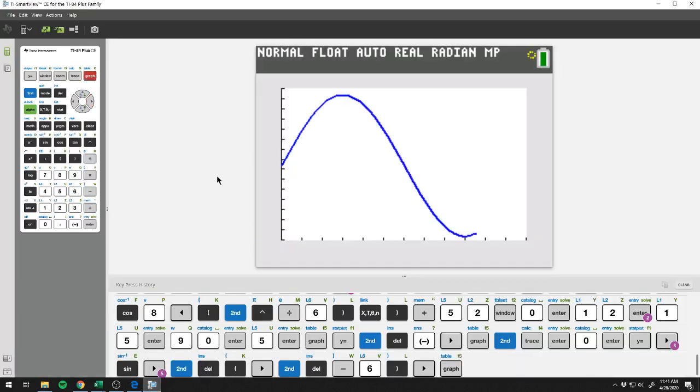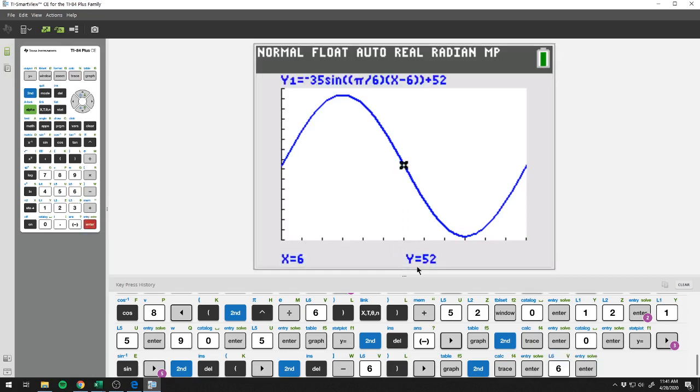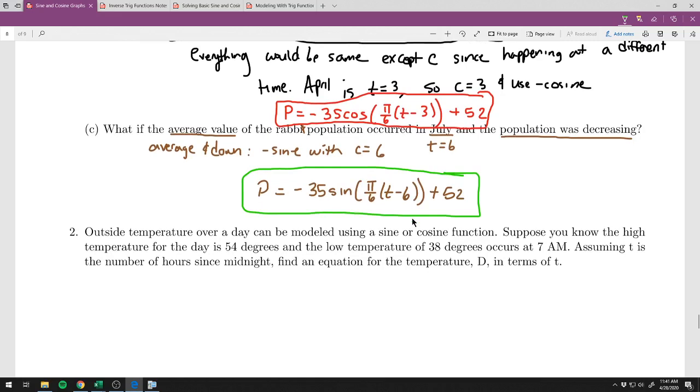And if we actually graph that, you can kind of see at 6 here, 1, 2, 3, 4, 5, 6, it looks like we're at the average of 52. It's definitely going down. Are we actually at the average? If we plug in 6, yes, it is 52 and it's going down. All right, so this problem is also very important in just kind of displaying the difference with what C means.